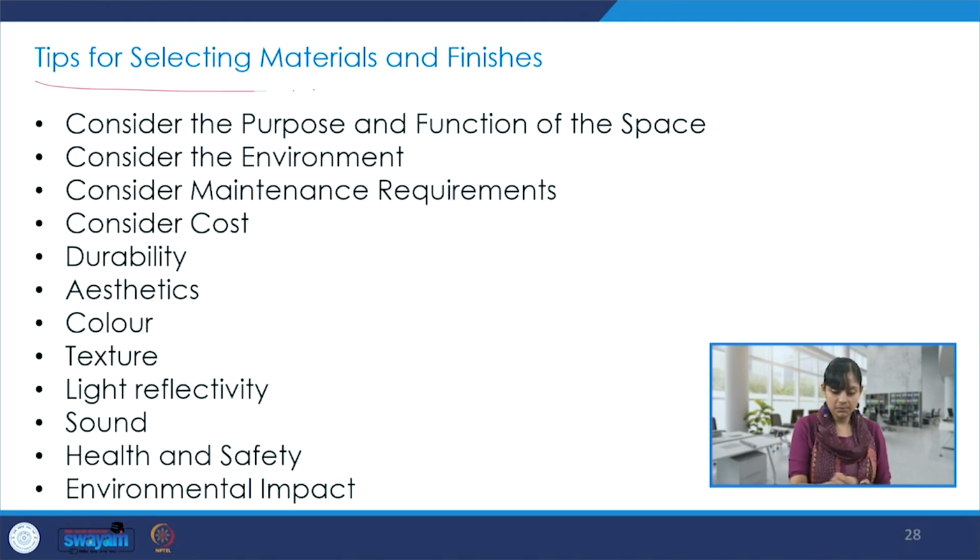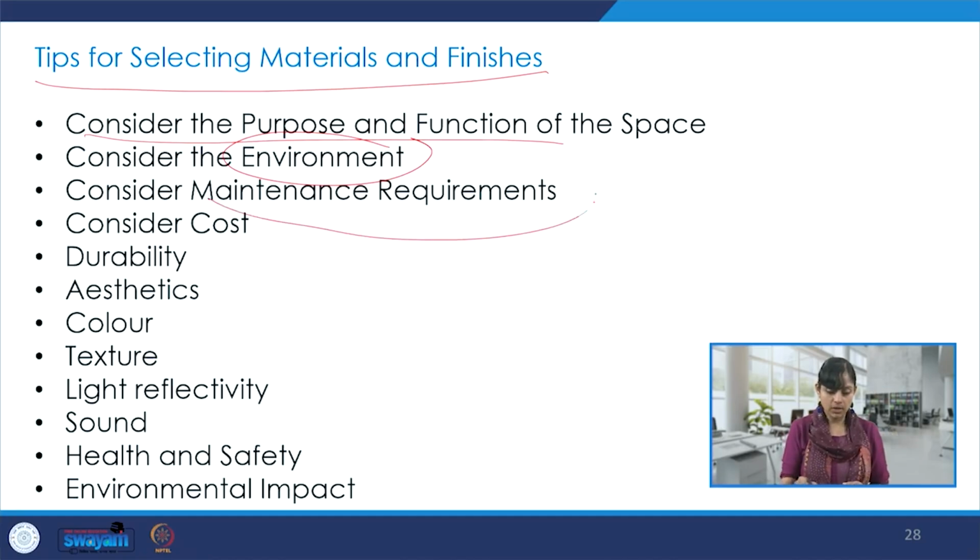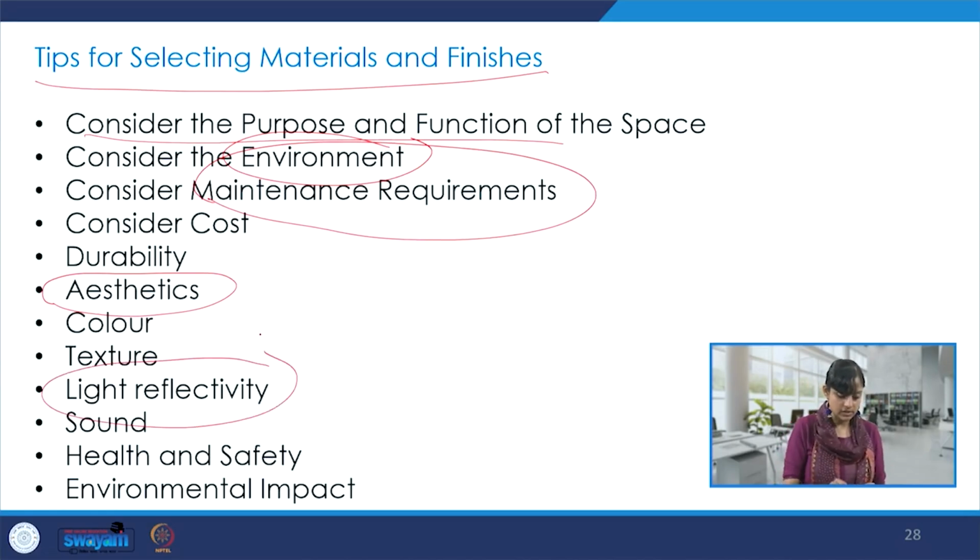So there are some tips which are summarized again for selecting materials and finishes, starting with considering the purpose and function of the space, the overall context and the environment, the maintenance requirements for your project, cost considerations, durability, longevity, aesthetics and visual appeal, color, texture, how you're designing the lighting, including the reflectivity, sound and acoustics, of course, the health and safety, and the overall environmental impact. So these are some important aspects.